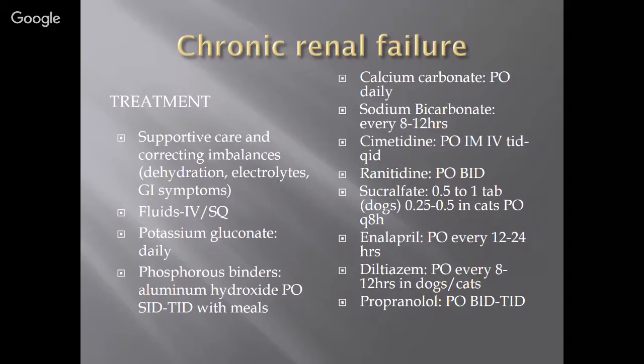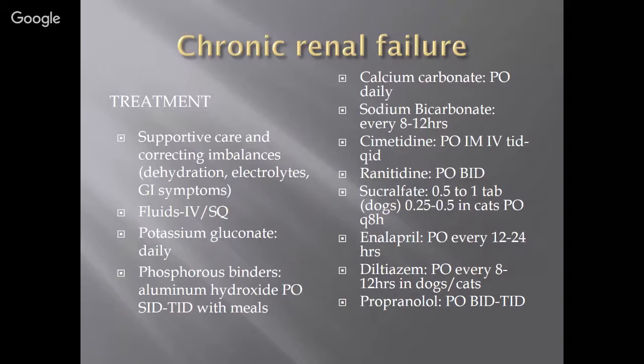Fluids, IV or sub-Q, potassium gluconate daily because they're not reabsorbing potassium. They are reabsorbing too much phosphorus typically, so we need to bind that phosphorus in the GI tract and remove it that way instead of expecting the kidney to do it. Calcium carbonate, sodium bicarbonate, cimetidine, ranitidine, sucralfate, and enalapril helps to diurese the kidney, diltiazem, propranolol.